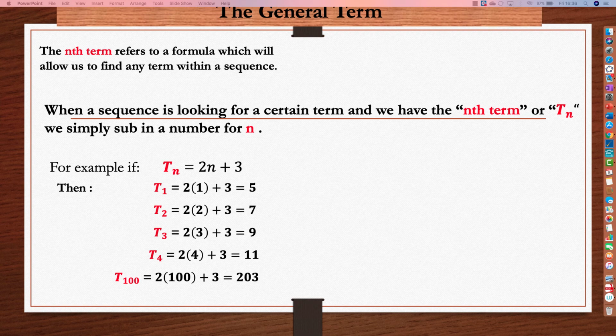Right, with that in mind, I want you to have a go at this question. Find the first 4 terms in Tn is equal to 5n minus 2. Off we go. T1, T2, T3, T4.